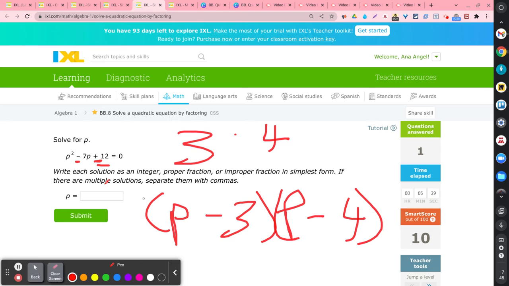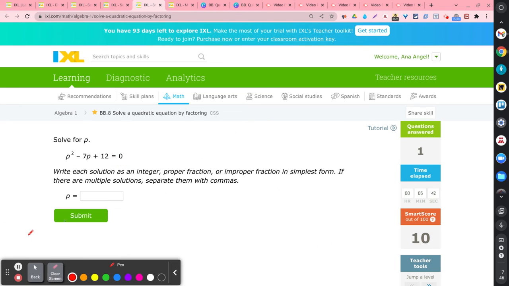So what does p have to be in order for one of these to be 0? Well, in this case, p has to be 3, so that 3 minus 3 is 0, and p has to be 4, so that 4 minus 4 is 0. So my answer is going to be 3 and 4. And I'm going to write it here with a comma. 3, comma, 4.